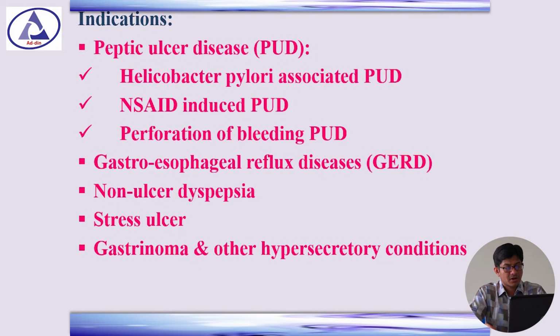Now indications of proton pump inhibitors: number 1, peptic ulcer disease, Helicobacter pylori associated peptic ulcer disease, NSAID induced peptic ulcer disease, and perforation or bleeding of peptic ulcer disease. Number 2, gastroesophageal reflux disease. Number 3, non-ulcer dyspepsia. Number 4, stress ulcer. Number 5, gastrinoma and other hypersecretory conditions.